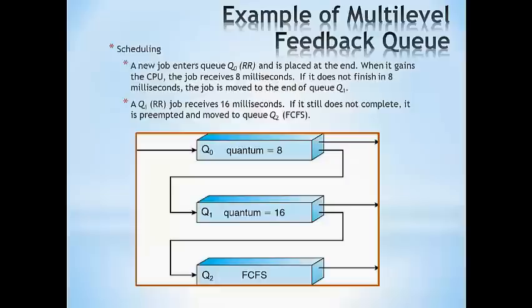Here, the processes that are not executed within the time quanta of 8 are pushed into Q1 with time quanta of 16, and the process which is not executed within the time quanta of Q1 is shifted to Q2, which follows an FCFS algorithm, so that all the processes will be executed.